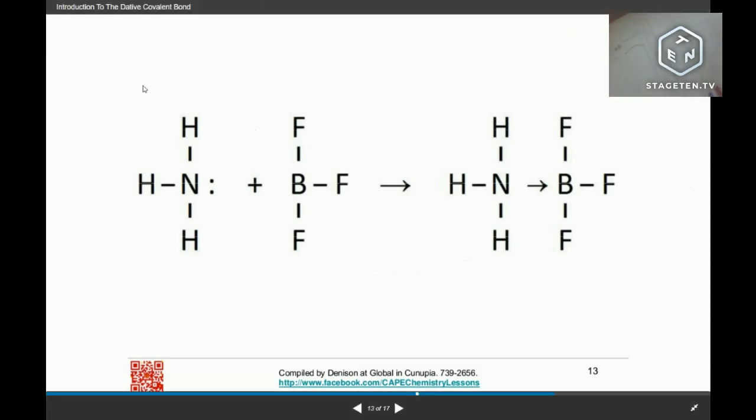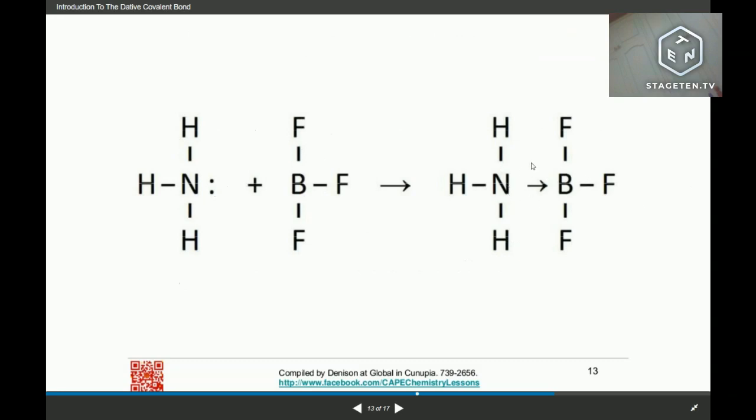So that's ammonia, it has a lone pair. Boron trifluoride has only 6 electrons. So it has 3 bonds, 2 electrons each, 6 electrons. Which means that ammonia has a full octet with a lone pair, while boron trifluoride is electron deficient. What happens? You can give the electrons from the nitrogen to the boron. Nitrogen to boron. Same goes here. Nitrogen to boron. You can see the arrow.